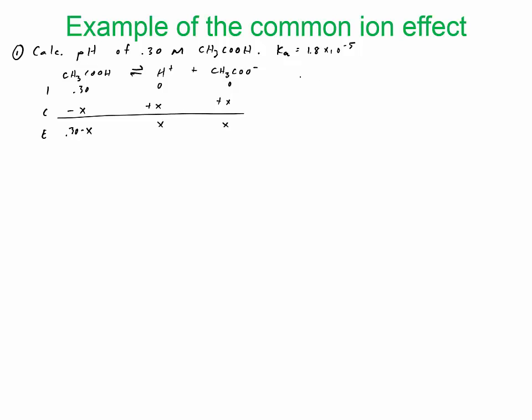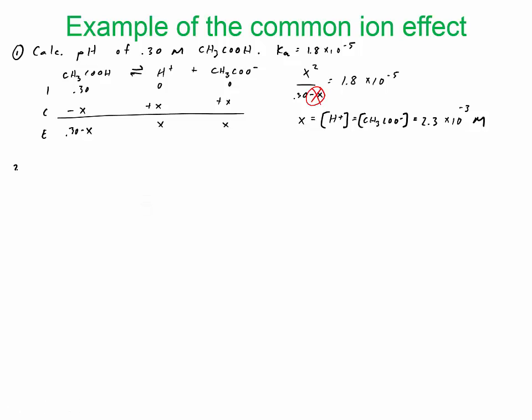We solve our problem here, so we'll have x squared over 0.30 minus x equals 1.8 times 10 to the negative fifth. Using the assumption rule, we can assume that x is nothing compared to the 0.3. So x, if we solve this problem out, would equal the amount of H plus and the amount of acetate ion at equilibrium. This would be 2.3 times 10 to the negative third molar.